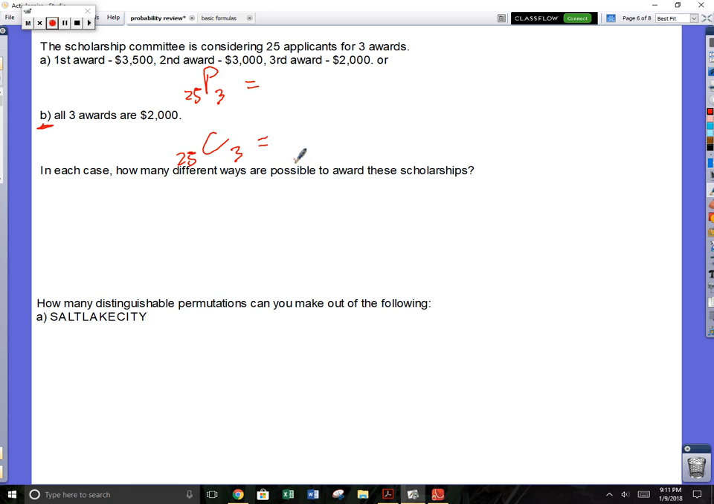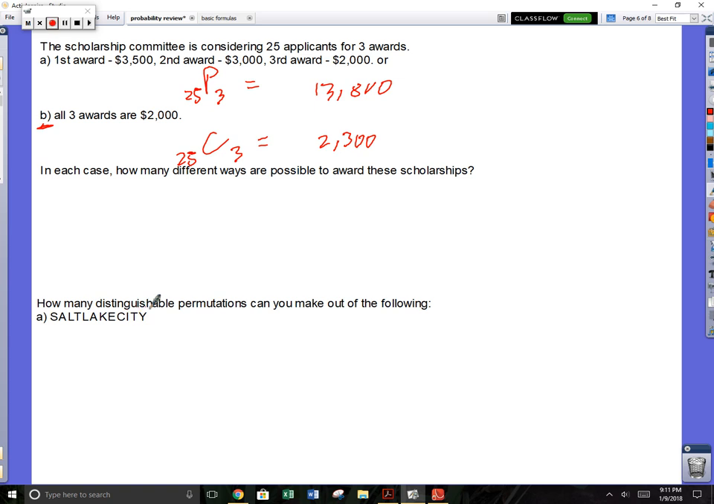So this one is like 13,800 and this one is much less. Combinations are always much smaller. Okay, got that done. Next one, the Scrabble question.